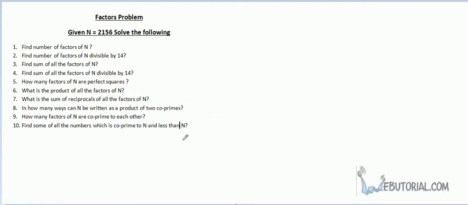I have tried to collate the questions in such a way that after solving these 10 questions, you would not miss any question that is asked based on factors in your exams. So let's try to solve these questions one by one.